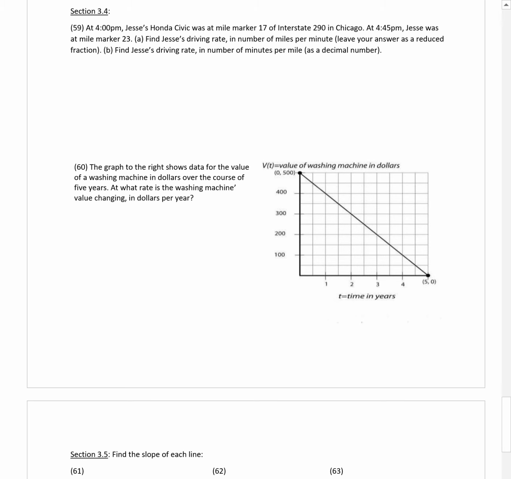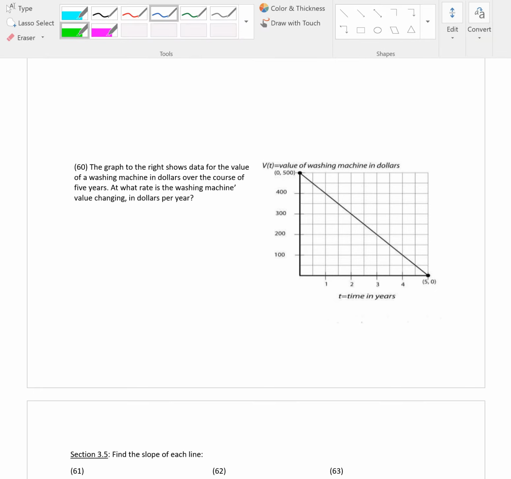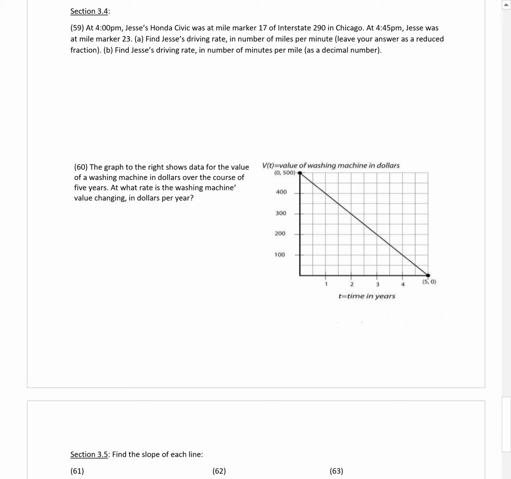So it says at 4 p.m., Jesse's Honda Civic was at mile marker 17 of the Interstate 290 in Chicago. At 4:45, I think what really matters there is how much time has passed. 45 minutes, right? It started at 4 p.m., 4:45, that's 45 minutes later. Jesse was at marker 23, okay. And then part A asks us to find his driving rate, his or her, I guess Jesse could be a girl or a boy, huh?